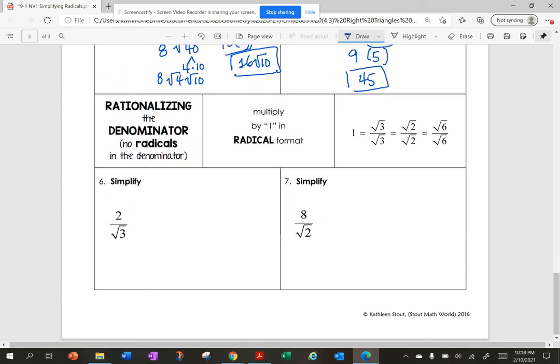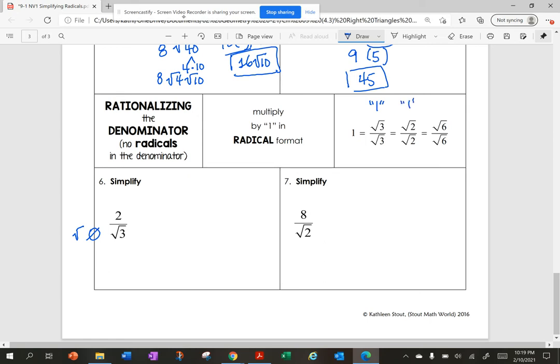Okay, and we cannot have a radical in the denominator. So there's no radicals in the denominator. So we say we are going to rationalize the denominator because I'm going to make the denominator a rational number. So I'm going to multiply by 1. So this is 1: the square root of 3 divided by the square root of 3 is 1.